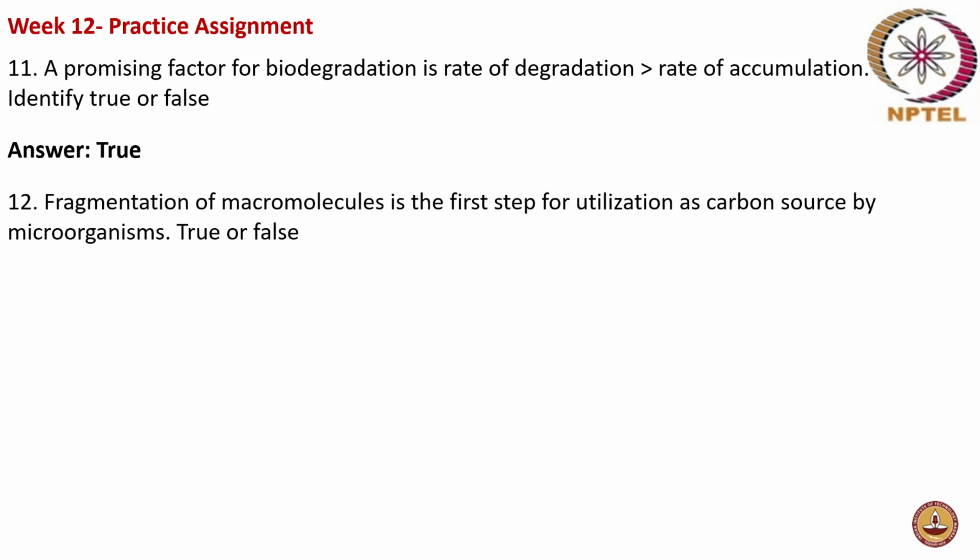Now the next question: fragmentation of macromolecules is the first step for utilization as carbon source by microorganism. Is it true or false? True, ma'am. Why is the fragmentation required? The fragmentation makes the macromolecule into smaller particles, so it's easier to degrade and get it as a carbon source. Yes, so as you said, it is true.